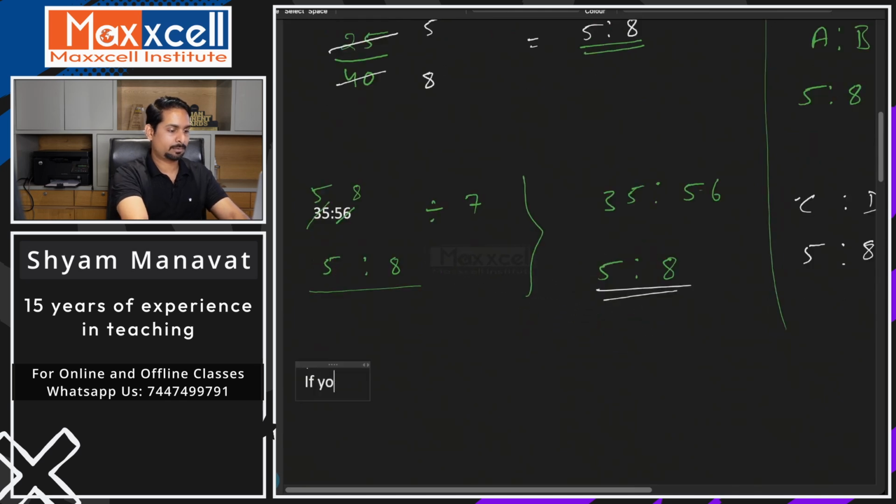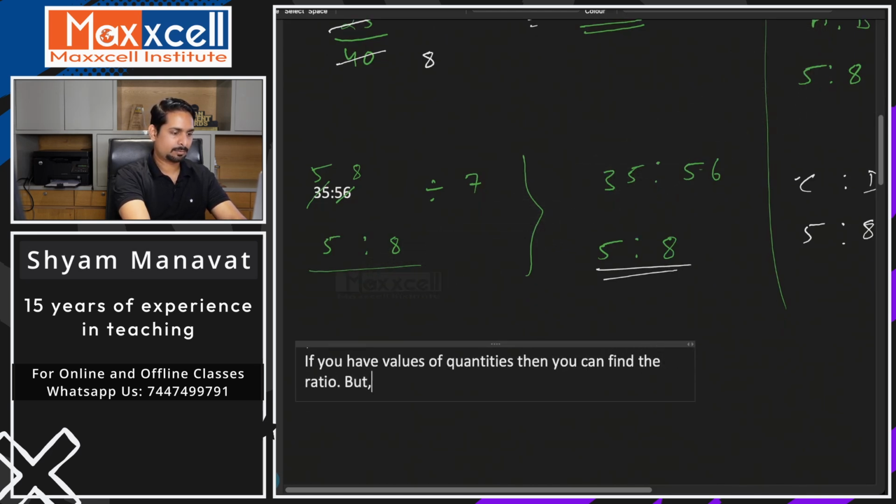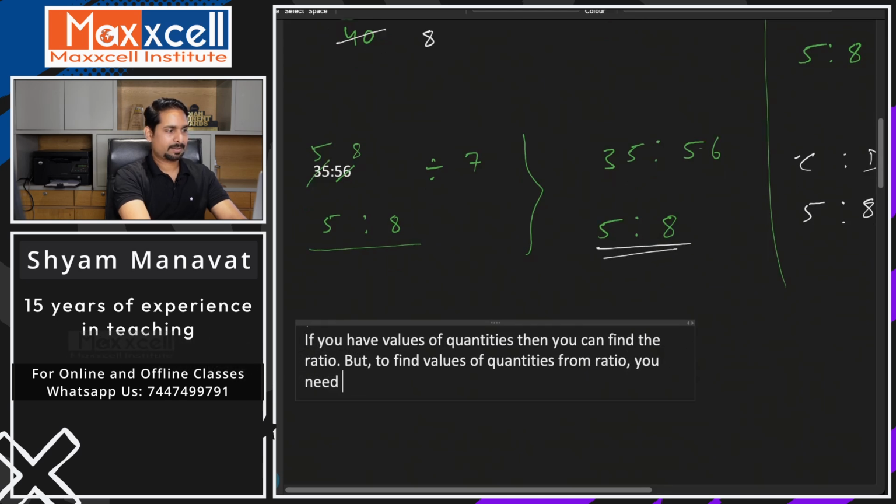If you have values of quantities, then you can find the ratio, but to find values of quantities from the ratio, you need additional information, okay. Keep this in mind.